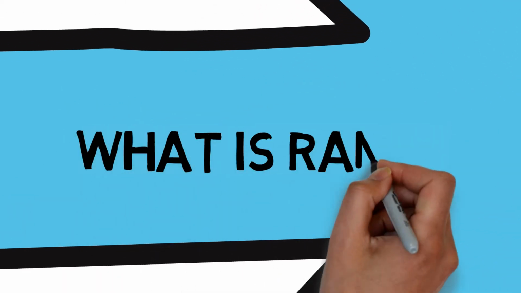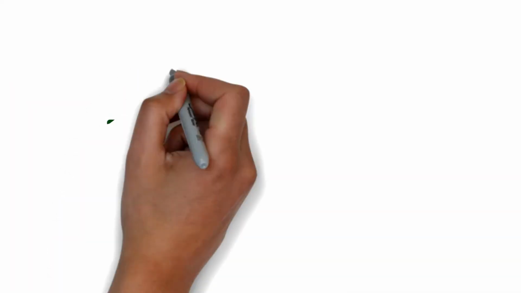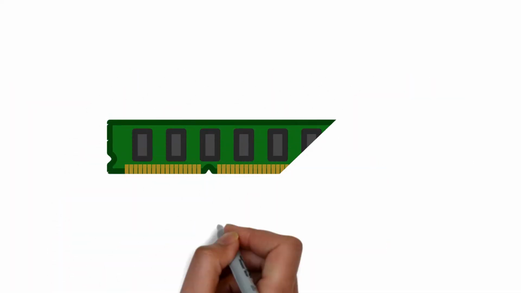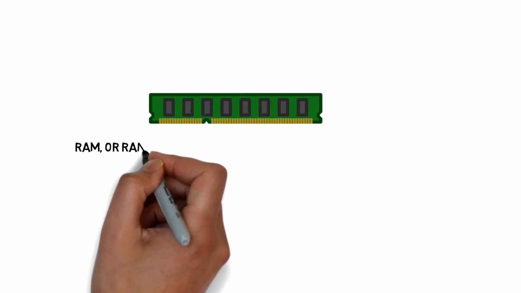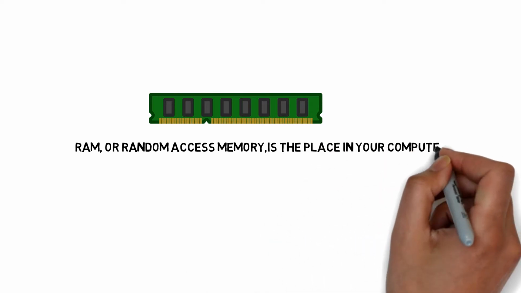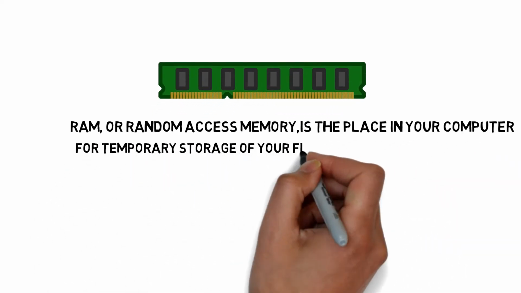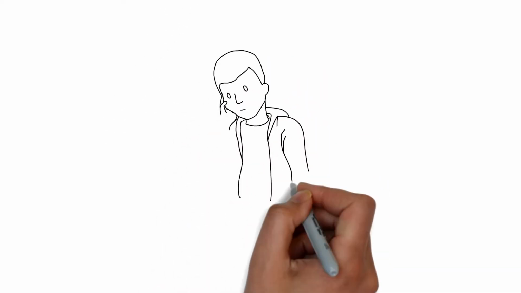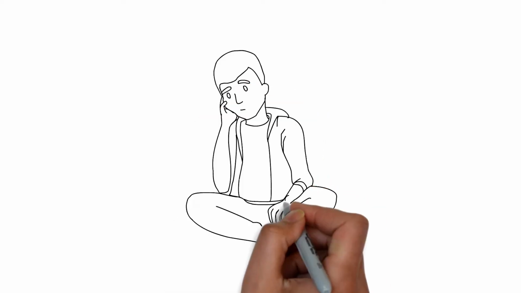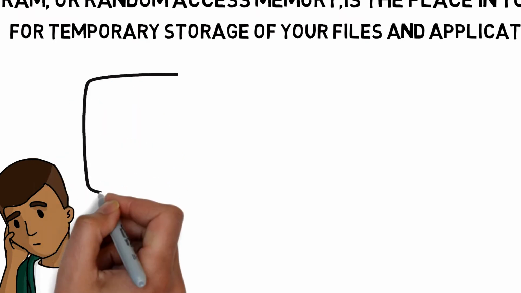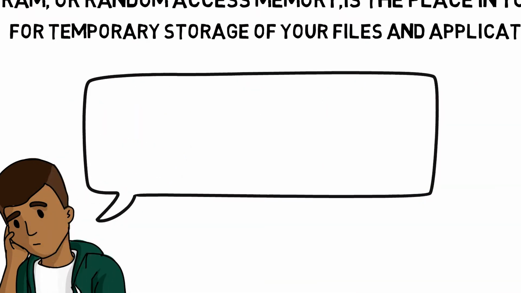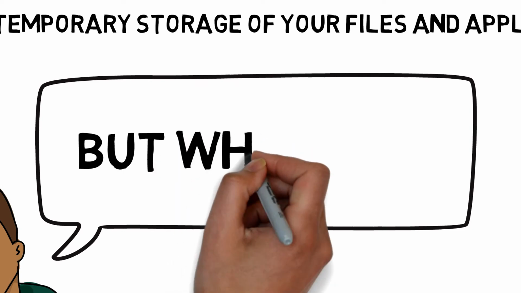In this episode, we are gonna learn what is RAM and how does it work. So let's get started. RAM is basically like this graphically. RAM, or random access memory, is the place in your computer for temporary storage of your files and applications. You might be wondering what is the need of RAM because it's for temporary storage of my files. So let's get to know why it is useful.